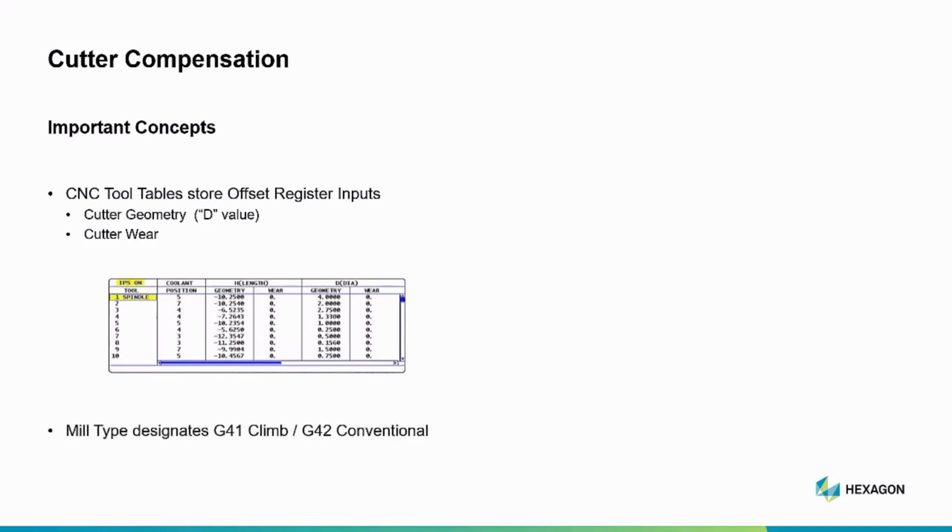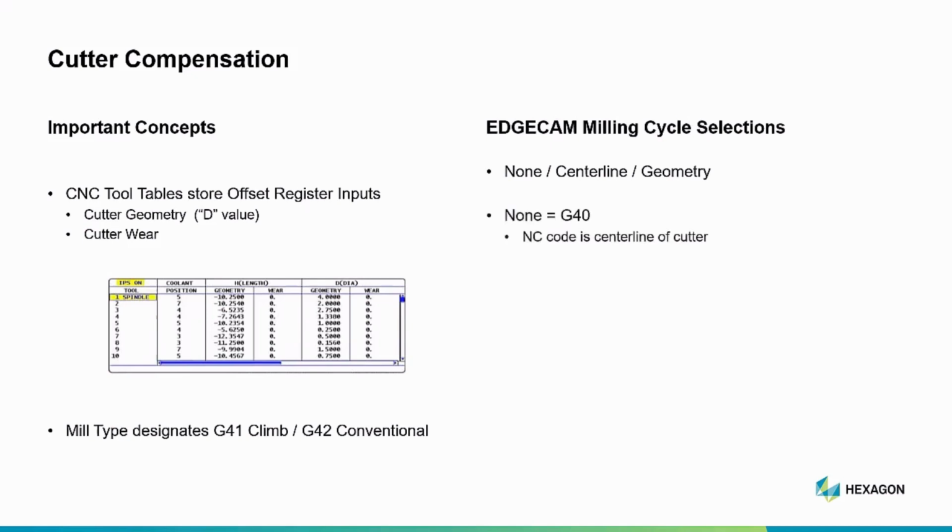Whether the machine is given a G41 or G42 instruction depends on whether the EDGECAM cycle was designated as climb or conventional cutting. And then in the EDGECAM cycles, we can choose from none, centerline, or geometry compensation. Under none, the NC code is at the center of the cutter, and the machine operates under G40 and simply follows the given path, with no compensation done.